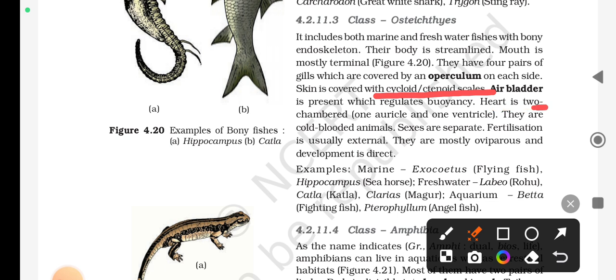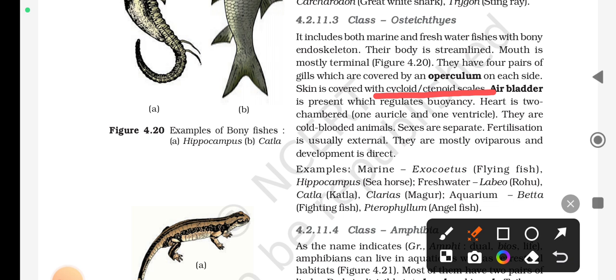Understand? The next point: the heart is two-chambered. Listen, all the fishes have a two-chambered heart, one auricle and one ventricle. Always remember, all the fishes have the two-chambered heart. They are cold-blooded, that means poikilothermal. They don't have constant body temperature. That's why we call it cold-blooded. All the vertebrata, except Aves and mammals, are poikilothermal.